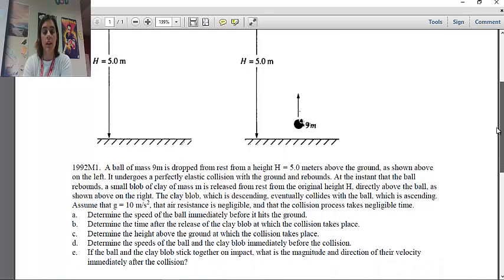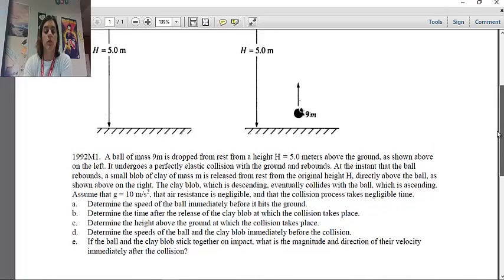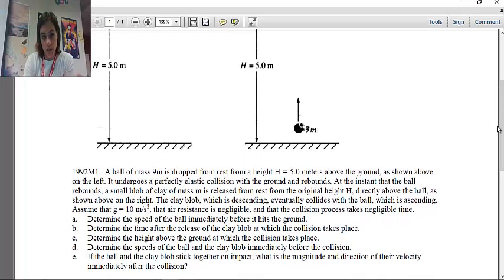Gravity we're going to use as 10. Air resistance is going to be negligible, and the collision time is also negligible. So we need to do a couple of determinations. The speed of the ball immediately after it hits the ground, the time after the release of the clay blob when the collision takes place, the height at which the collision takes place, and the speeds of the ball and the clay blob immediately after the collision, and then the magnitude and direction of their velocity after the collision, assuming they stick together. So let's look through the rubric for this free response.